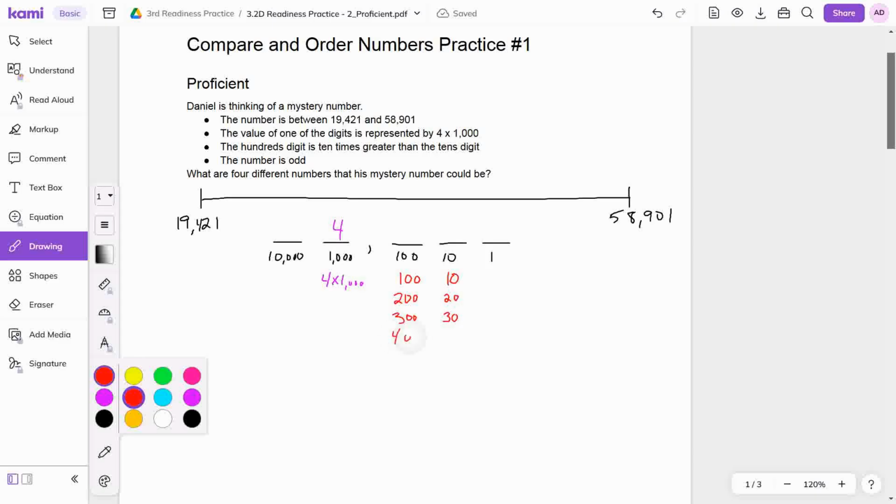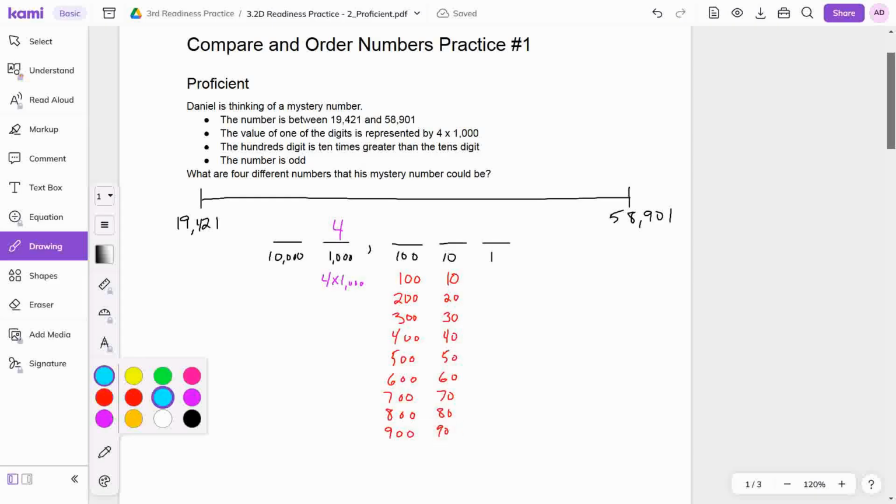So whenever you see a clue that says that one digit is going to be 10 times greater than the other digit, that means that they are going to be next to each other, and they're going to be the exact same digit. Because if I made one of them 6 and one of them 5, then you can't say that one digit is 10 times greater than the other. To be exactly 10 times greater, you need to multiply what's in the tens place by 10, and that gets you up to what's in the hundreds place. So I've got all of these options here to choose from.